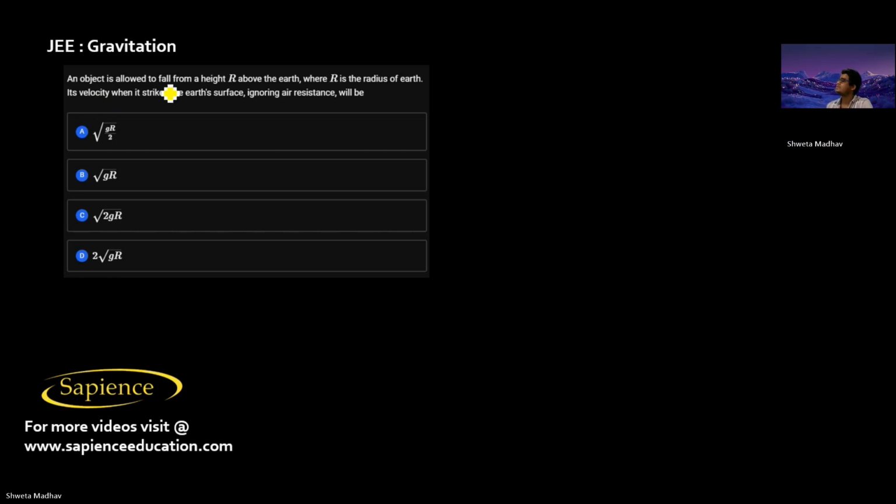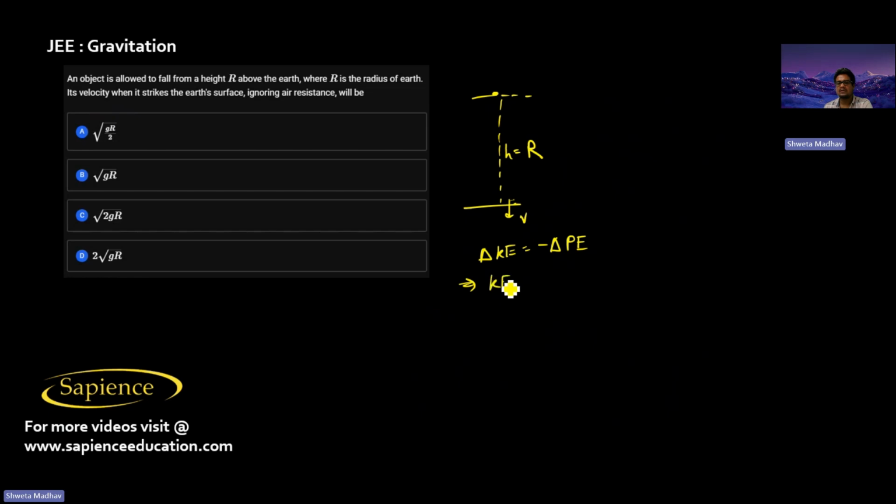Then it is told an object is allowed to fall from a height r above the earth, where r is the radius of the earth. Its velocity when it strikes the earth surface, ignoring air resistance, will be? So we can say that the gain in kinetic energy is equal to the loss in potential energy. The gain in kinetic energy is final kinetic energy minus initial kinetic energy, equal to the loss in potential energy, meaning initial potential energy minus final potential energy.